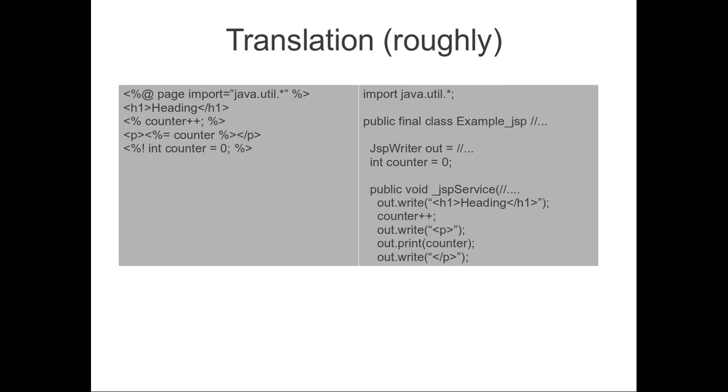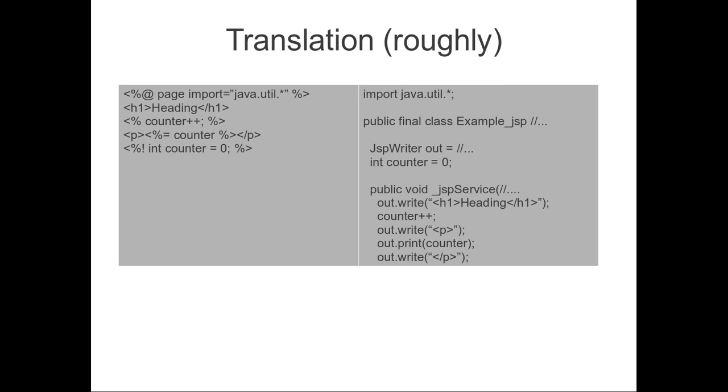So on the left we have the JSP file, and on the right we have a basic version of how this might get translated. There's a lot more gory details, but we're leaving those out. If you want, you can look at the book on page 297 for how it actually gets translated. But here's what a basic JSP might look like.